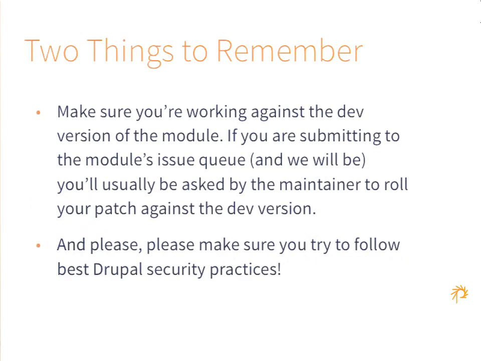Now, two things to remember. Number one, please, please, please, make sure you are working against the dev version of the module. When you are cutting new code for a module, you want to be working against the latest and the greatest, because there could be something that affects what you're working on. If you're working on adding a new database field and somebody else has already added a different new database field and it's in the dev version but it's not in the production version, you're going to run into a conflict. There's going to be problems when you try and integrate your code with a later version down the road. Work against the dev version, save yourself some trouble.